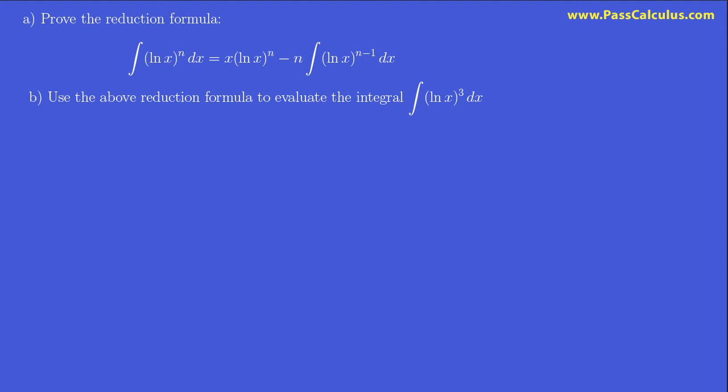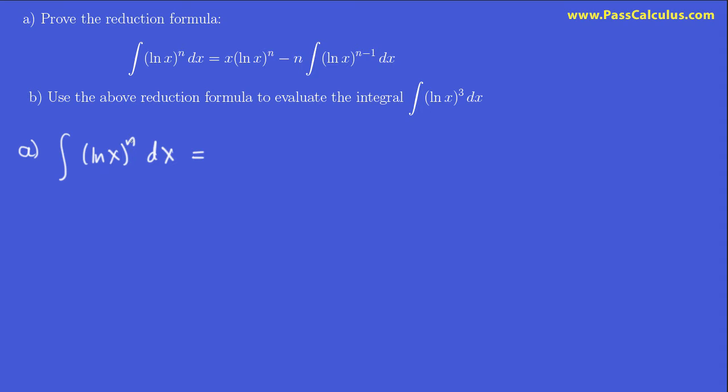All right, in this question we need to prove a reduction formula for the power of natural logarithm x. And then we'll use that reduction formula to evaluate the cube of the natural logarithm. So let's see how this goes. Let's start off by just recopying the integral we need to evaluate.